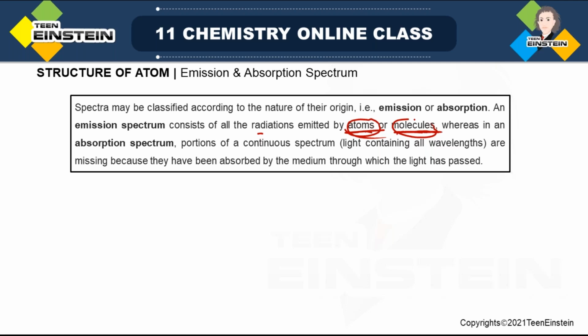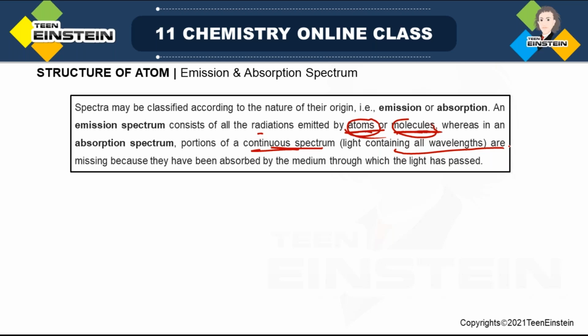That is the line spectrum type of emission spectrum, and the line spectrum for absorption, not for molecules, will be shown, but it is possible for both of them. See, emission spectrum consists of all the radiations emitted by atoms or molecules, but when it is absorption, just consider there is a continuous spectrum. As if a portion of this continuous spectrum, which is another way you can say light containing all the wavelengths, now some wavelengths will be missing in the continuous spectrum. So that is the difference.